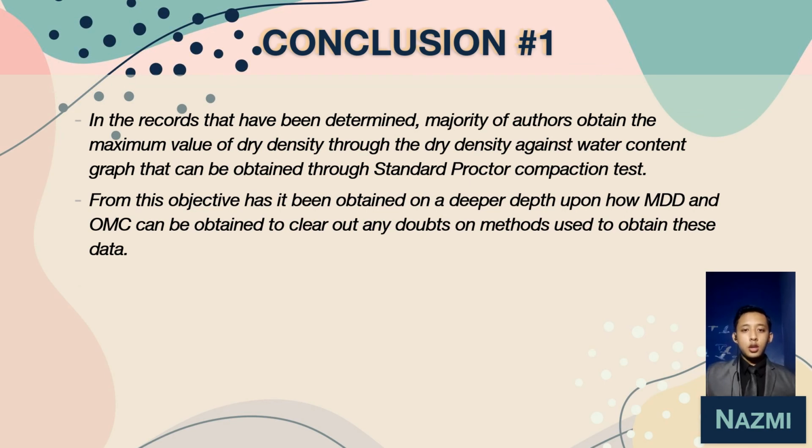For the conclusion, there are 4 conclusions based on the 4 objectives that we have listed before. For the first conclusion, related to the first objective, in the records that have been determined, the majority of authors obtain the maximum value of dry density through the dry density against water content graph, and that can be obtained through the standard Proctor compaction test. From this objective, it has to be studied in greater depth how MDD and OMC can be obtained, to clear out any doubts on the methods used to obtain this data.